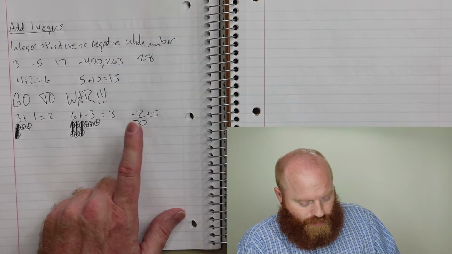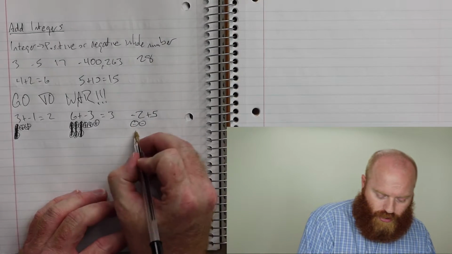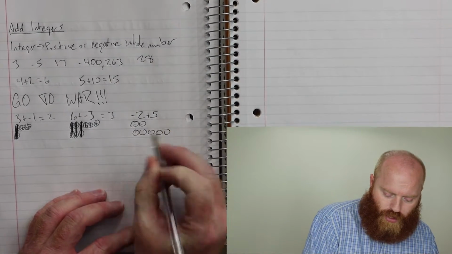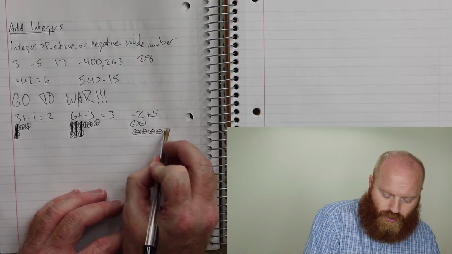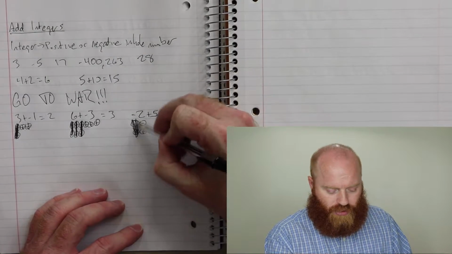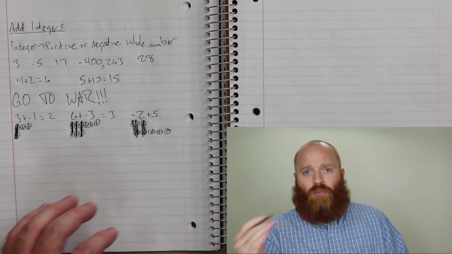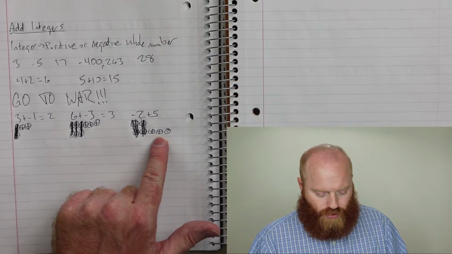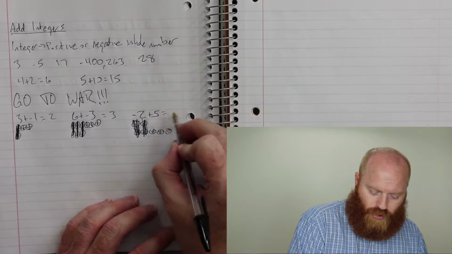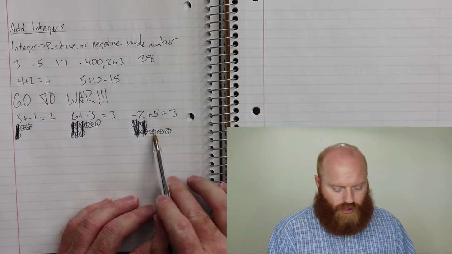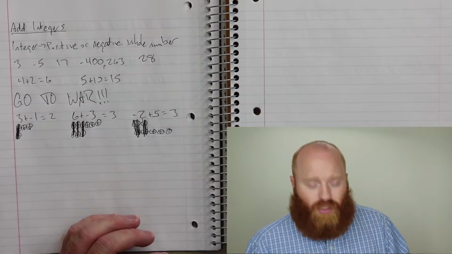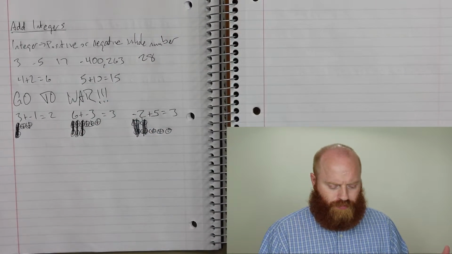Okay, then I've got 5 good guys right here: 1, 2, 3, 4, 5. Good guy, good guy, good guy, good guy, good guy. They're going to go to war. These guys blast each other. These guys blast each other. How many people, what team? 1, 2, 3. Three people. And what team? They're all positives. So the answer is positive 3. Negative 2 plus 5 equals 3.